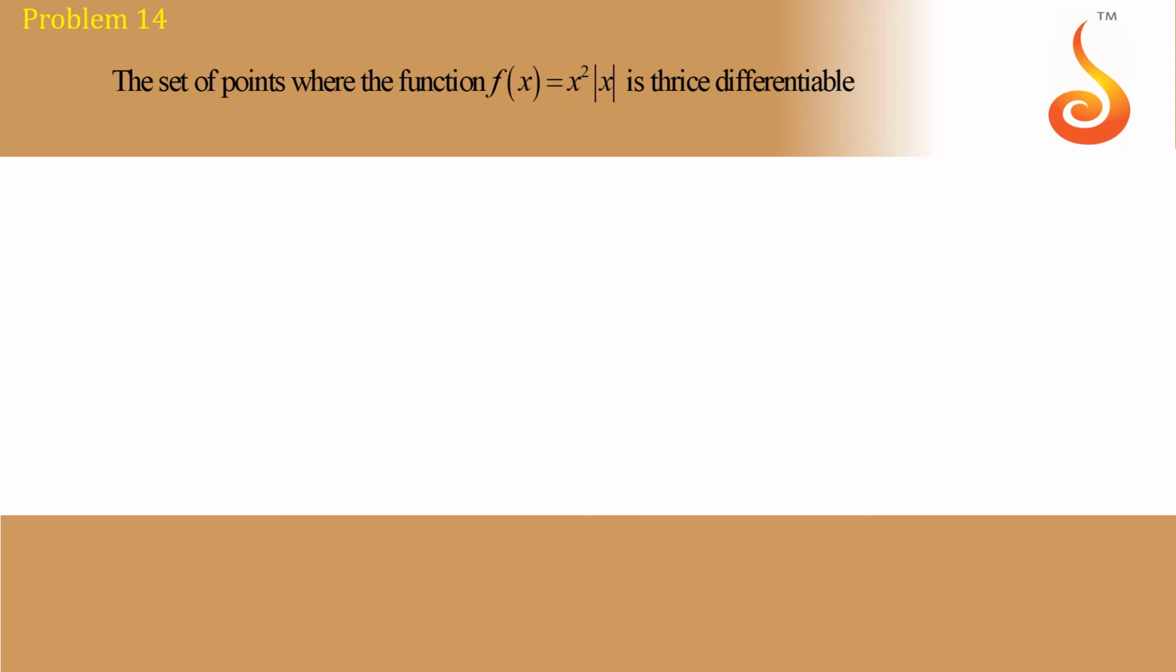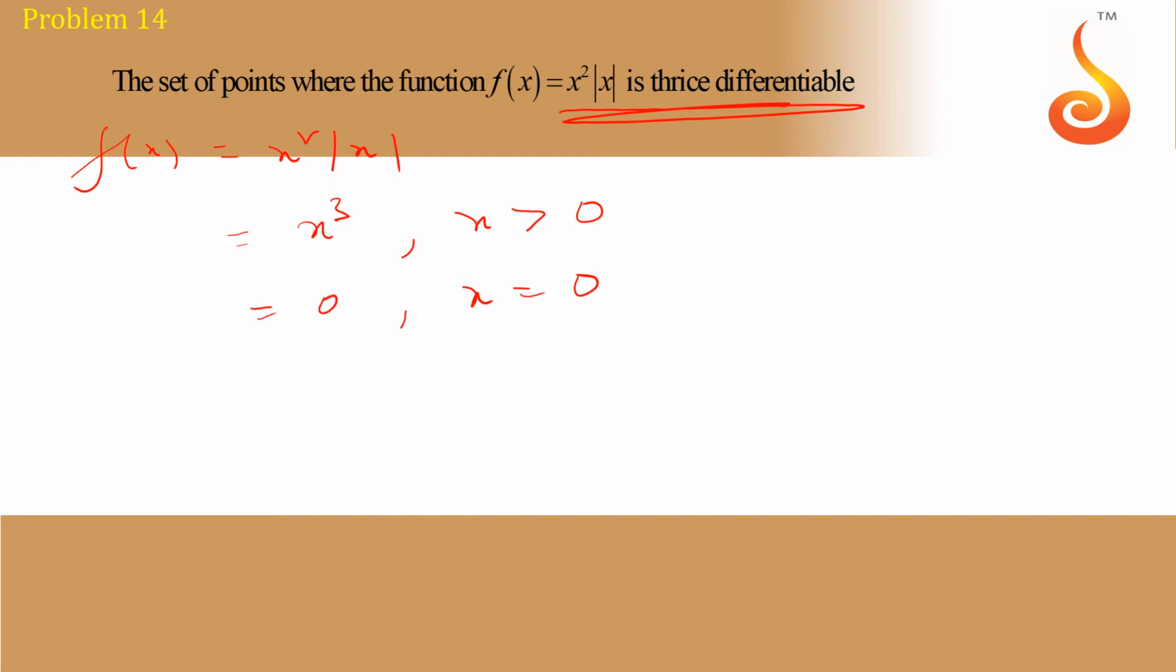Next problem. The set of points where the function f of x equals x square mod x is thrice differentiable. So what is the function given? x square mod x. You know mod x changes according to x values. So it will be x cube if x is greater than 0. If x is 0, it will be 0. If x is less than 0, it will be minus x cube.